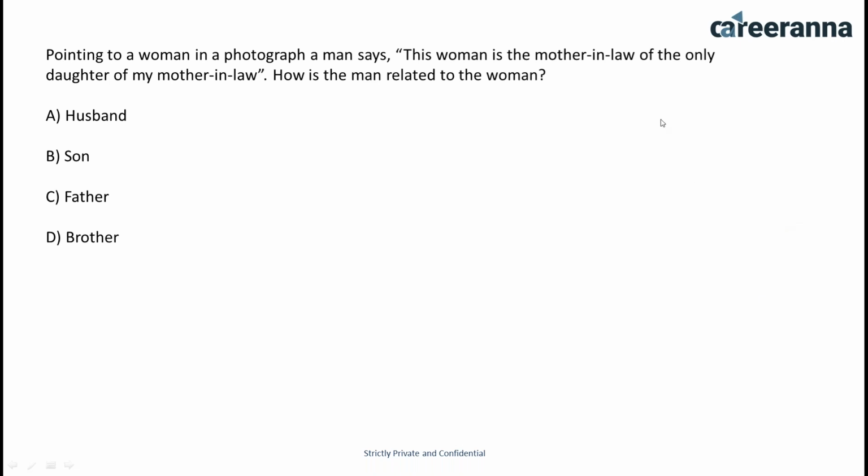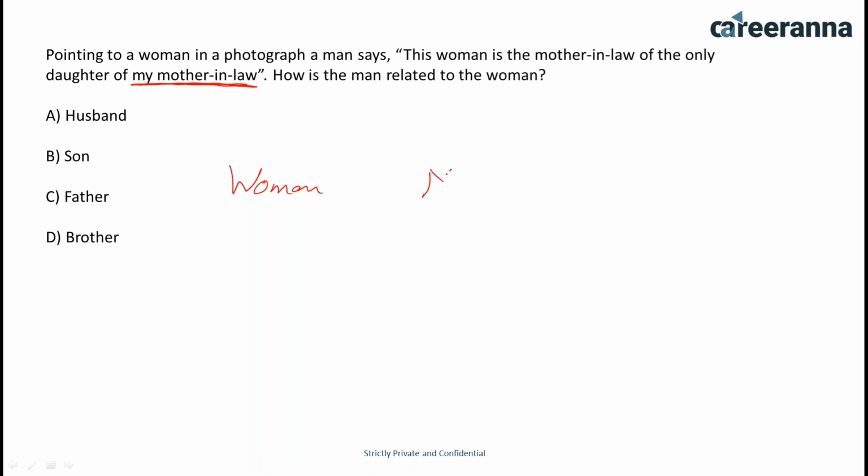Okay, most students gave the answer. Let's discuss this question. The question says, pointing to a woman in a photograph, a man says, this woman is the mother-in-law of the only daughter of my mother-in-law. If you see this statement, my mother-in-law, from here you can get the direct relation. So this man is related to this mother-in-law. Suppose we take the position of this woman to be here.